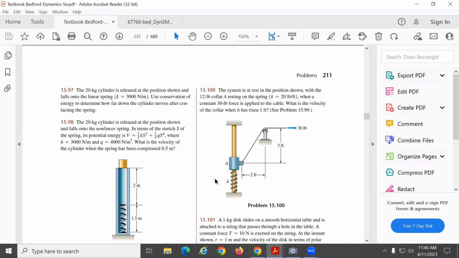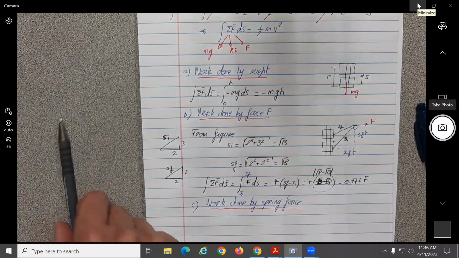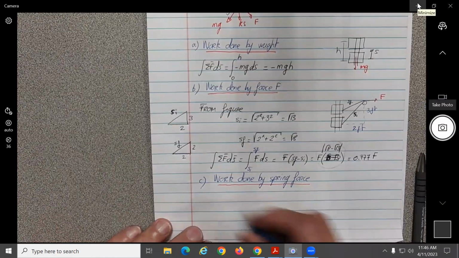Okay, so let's do it the way they do. Initially, because of the weight of the collar, when it's at rest, this spring is going to be compressed, due to its weight. Okay, so let's do that first. So you want, let's say, initially.